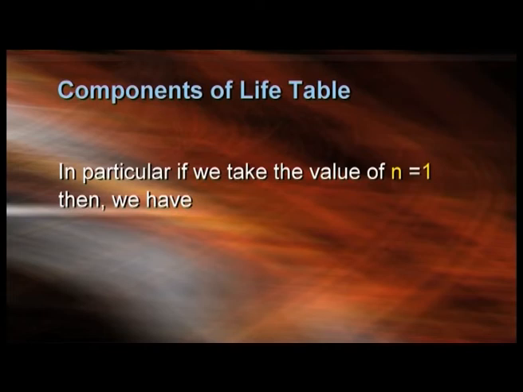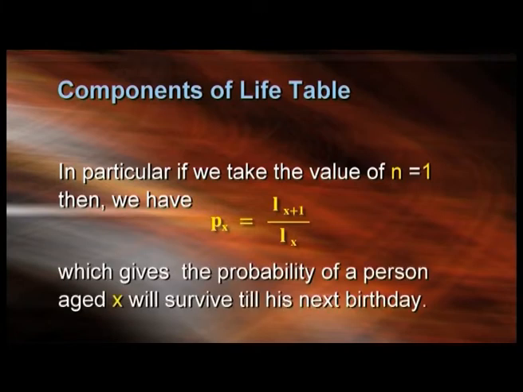In particular, if we take the value of n equal to 1, then the probability of a person surviving at the age of x is the ratio of the number of persons living at the age x+1 divided by the number of persons living at the age x, which gives the probability that a person aged x will survive till his next birthday.